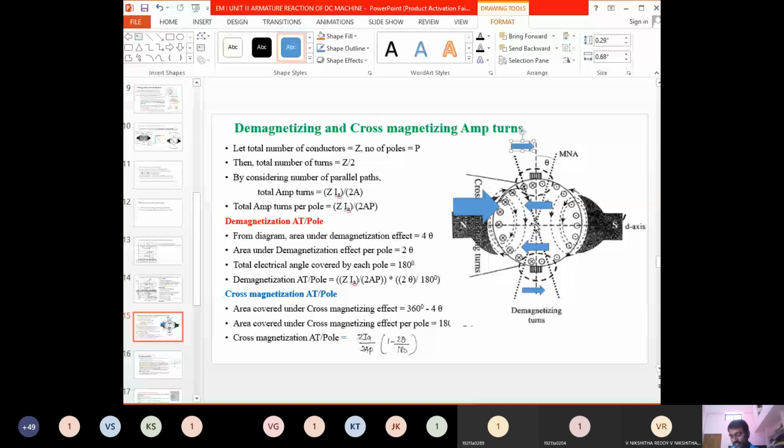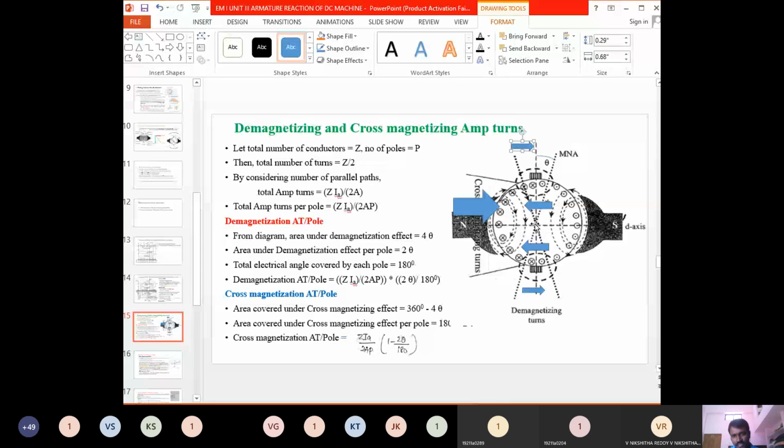So I can say there is a competitive exam question in the DC machine armature: what is the portion under which the demagnetization effect is taking place? Options: 2 theta, 4 theta, 360 minus 4 theta, and none of the above. The answer is 4 theta.